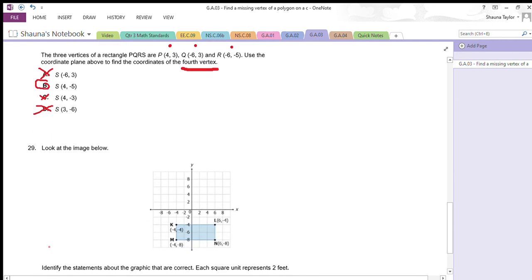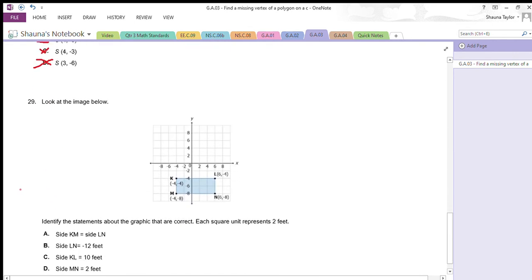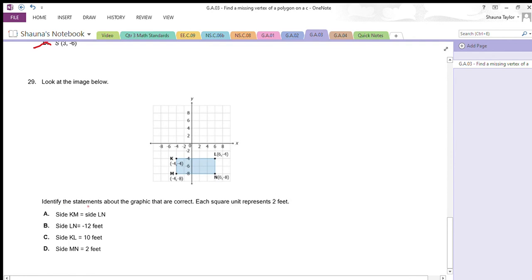Okay, let's continue on. Look at the image below. It says, identify the statements about the graphics that are correct. Each square unit represents 2 feet, so I'm counting by 2s. So if you look at your grid here, do you see how it says 2, 4, 6, 8? So even from this dot to this dot, this is 2, 4. All right, so let's go figure this out.